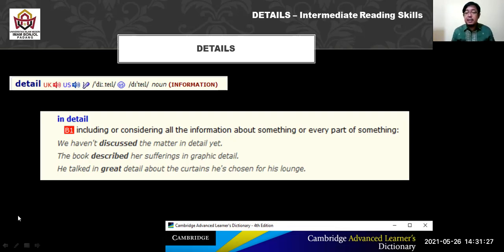Maknanya mungkin bisa detailly, tapi penulisannya adalah in detail. The book described her suffering in graphic detail. Described. So this, the word described here means it is past tense, and the description had already happened in the past. And the description itself was about the suffering of this woman, her, in the book, graphically. So this is very interesting, very exciting about this.